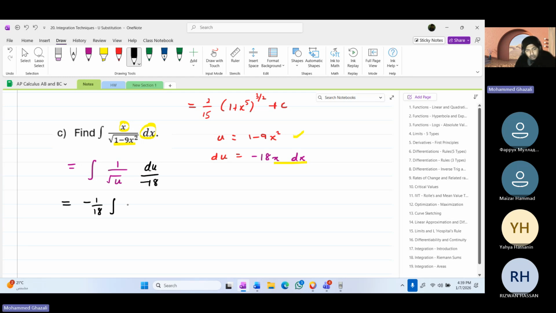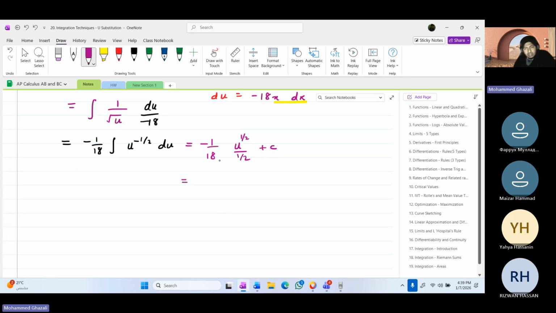What is 1 over root u? U to the power negative half. Okay? Power rule again. So now what we have is negative 1 over 18. Add 1 to the power, u to the power half, divide by half, plus c. So now you're going to have 1 divided by half is 2. 2 over 18 is negative 1 over 9. What's u? U is 1 minus 9x squared to the power half plus c.